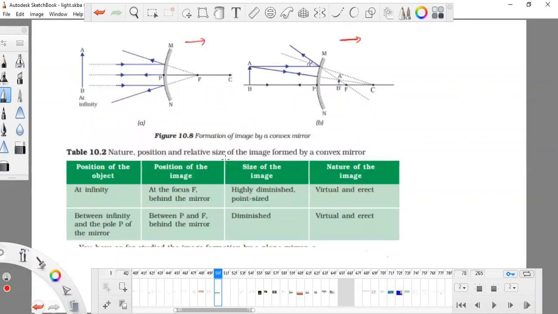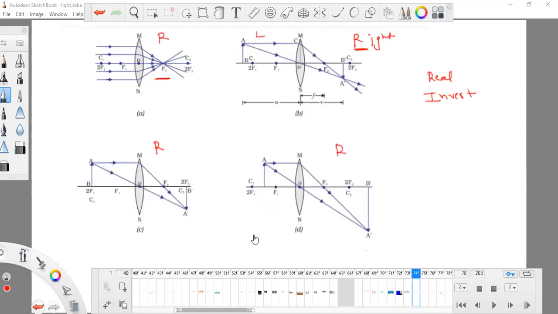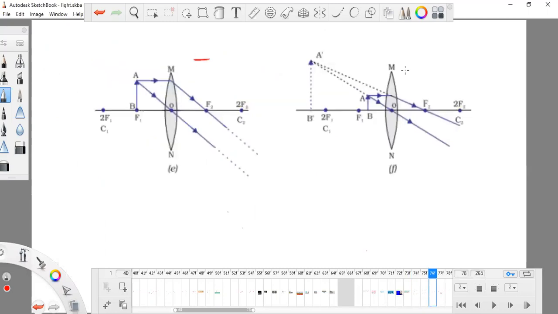So if the images are forming at the left side, this is all the left side, so this will be for a mirror. For this it will be real and inverted. For the left side I'm talking about a mirror. And if I'm talking about lenses, it is at the right side and it should be real and inverted. You can see by yourself. It is forming at the right side, this will be real and inverted, right side real and inverted.